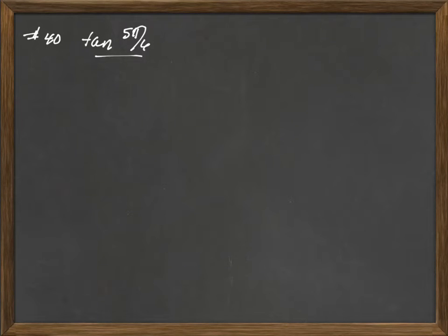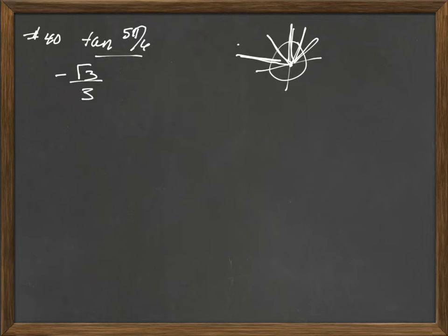And so 5 pi over 6, this is pi over 6, and 2 pi over 6, 3 pi over 6, 4 pi over 6, 5 pi over 6 would be in this quadrant, so it would be negative. And so it would be negative square root of 3 over 3.